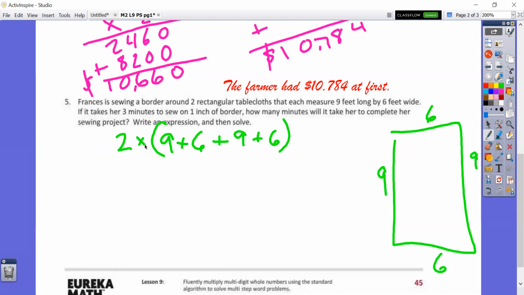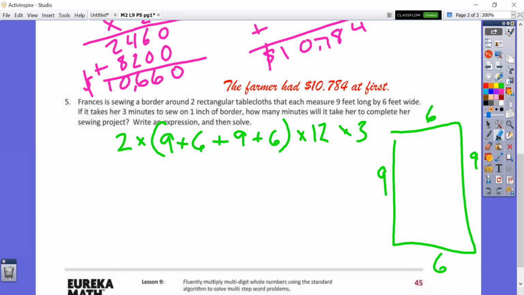And after we do that, we need to figure out, for every border, it takes 3 minutes. For every 1 inch, we get 3 minutes. But this is in feet. These 9, 6, 9, 6 were in feet. So to turn it into inches, we first have to multiply that answer by 12. And then when we get that, we're going to multiply that by 3. And that will tell us how many minutes it took us all together.